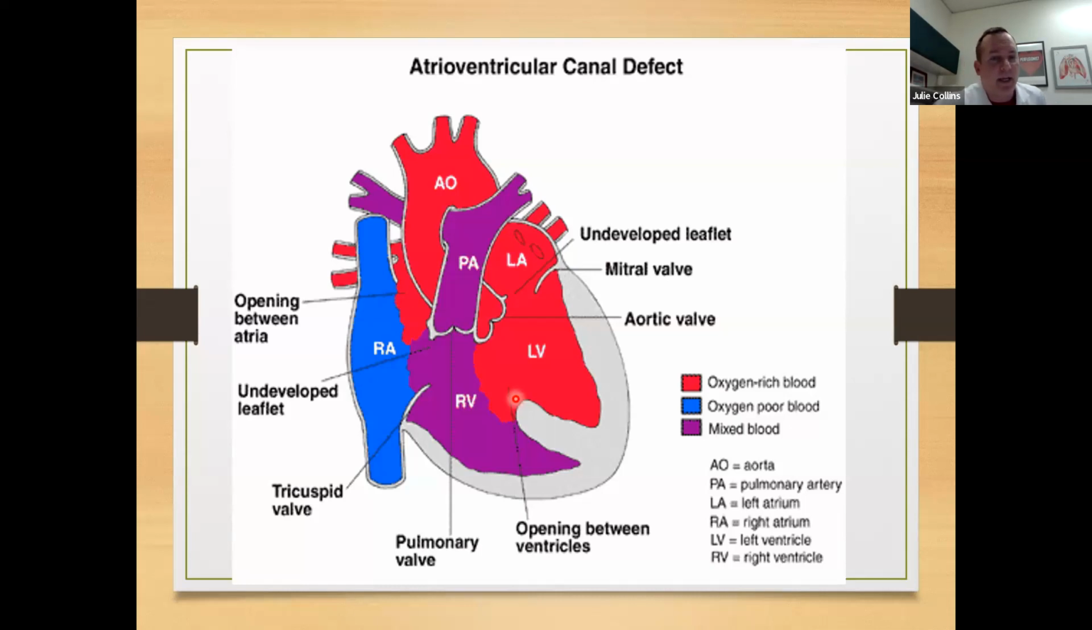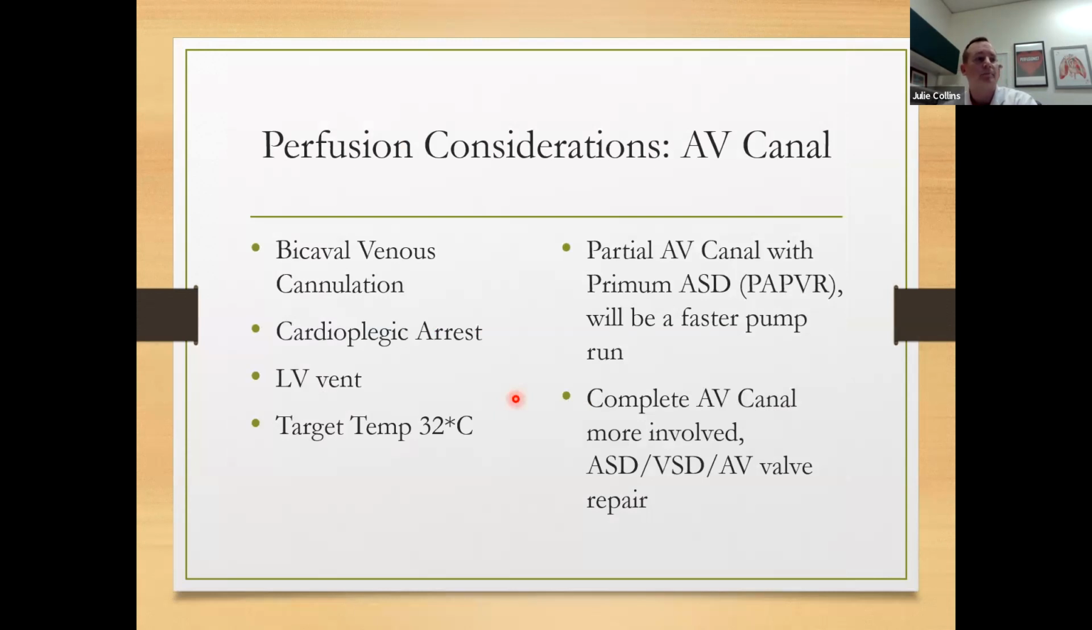Now, if it's a balanced AV canal, we can typically do that later, not right after birth, maybe 2, 3, 4 months, depending on how the kid is thriving. Unbalanced AV canal, especially a severe unbalanced AV canal, we're doing in the first week of life. We're treating that as a single ventricle, and we're doing a staged palliation on that kid. And you may not know what a staged palliation is yet, but you will. So ultimately, the more involved cases will be longer pump runs, and that may dictate ultimately how far we cool down. The partial AV canal should be the fastest pump run out of all of them.